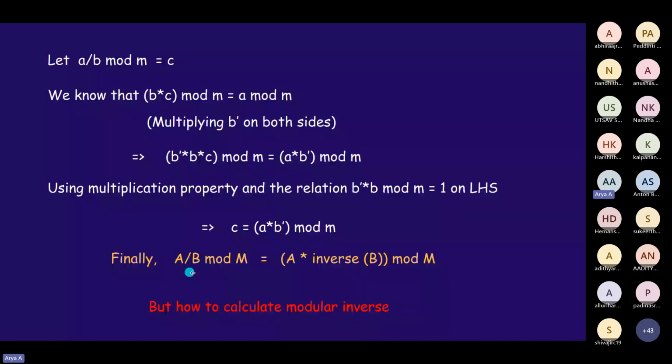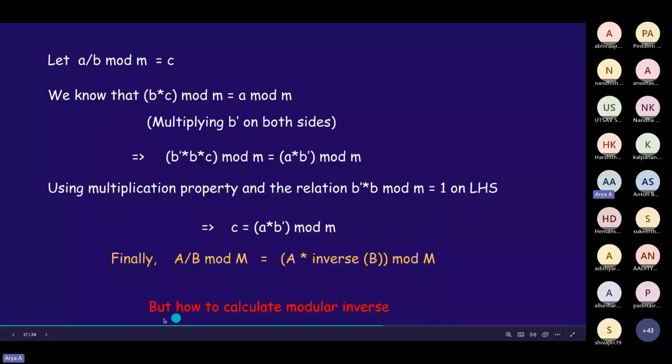Finally we can say that a by b mod m is in fact a into inverse of b mod m. It's okay even if you forget the derivation, but this part is pretty important. A by b mod m is a into inverse of b mod m. So this is the formula for modular division. This is what we always do.